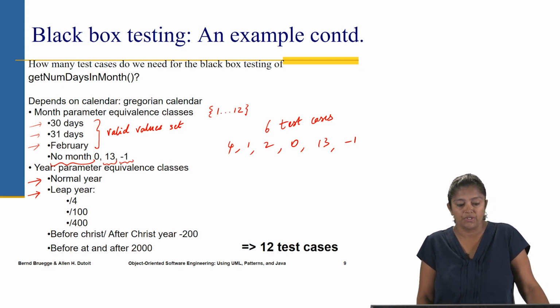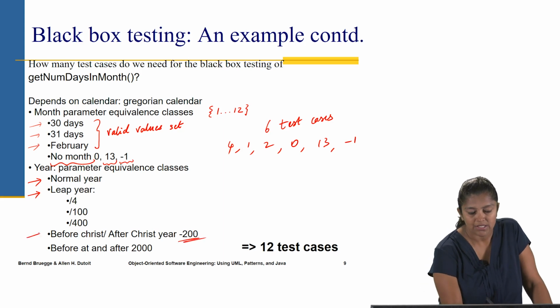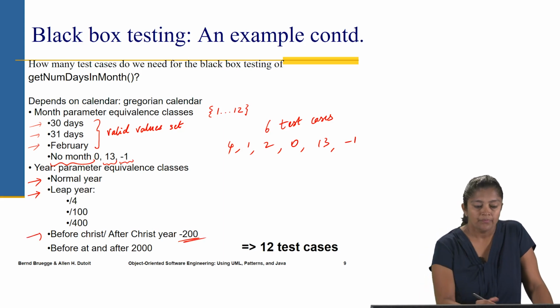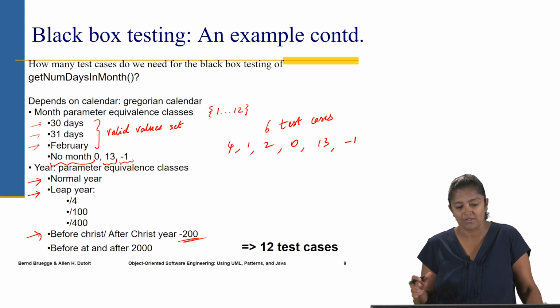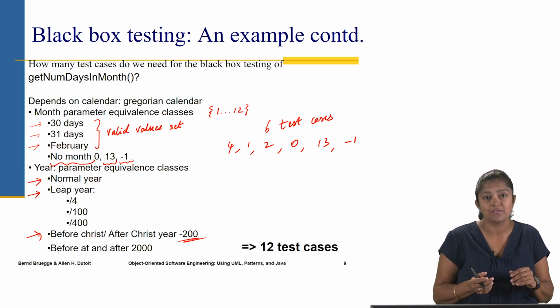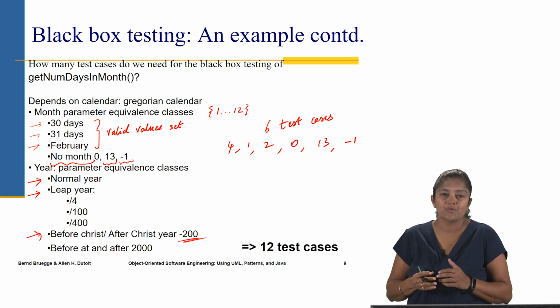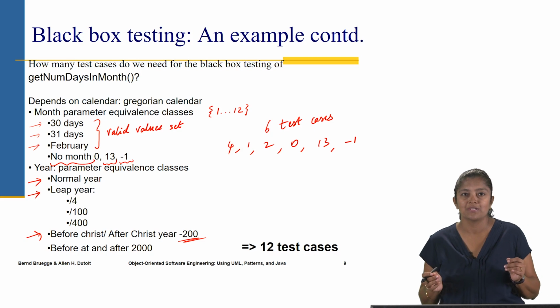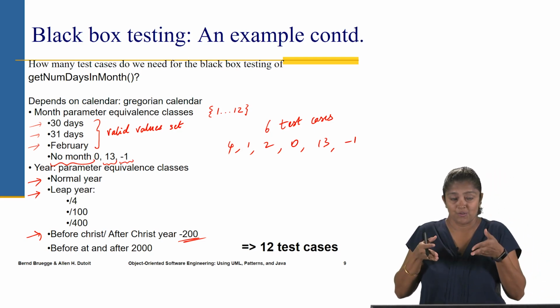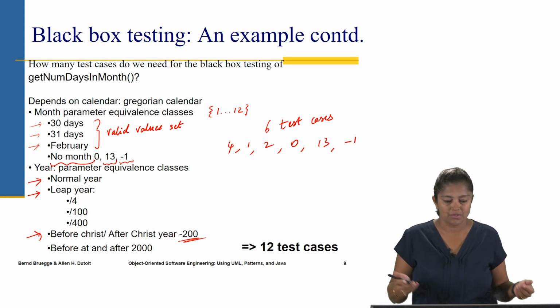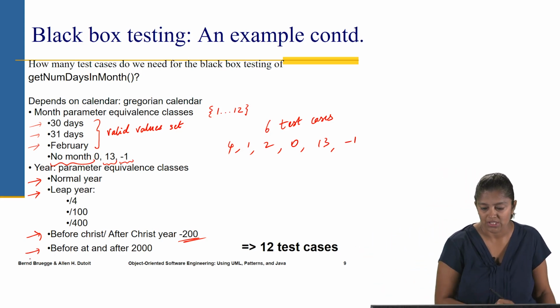Then we want to test for the years before Christ, like a -200. So that's another test case. And then year 2000, the millennium when 2000 came about. There was a big issue with a number of software systems. So with software systems, we always like to test around 2000. So before 2000, at 2000, and after 2000. So there we have three more test cases.